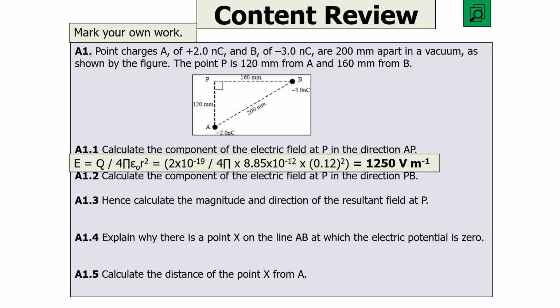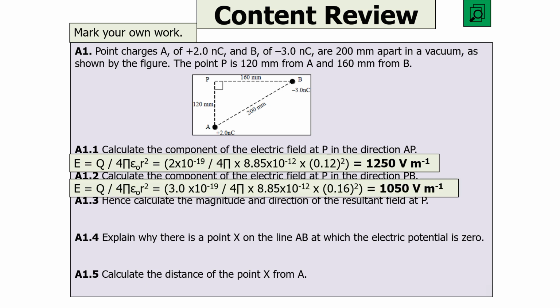We then do the same for PB. Now again, PB is a straight line distance, which we know to be 0.16 meters, so pop that in and it's 1050 volts per meter. So what's the magnitude and direction of the resultant field?